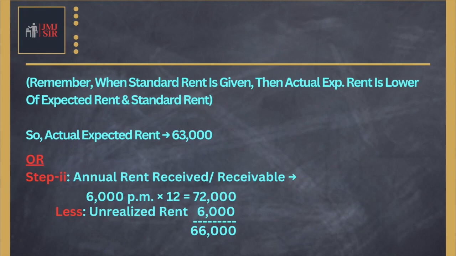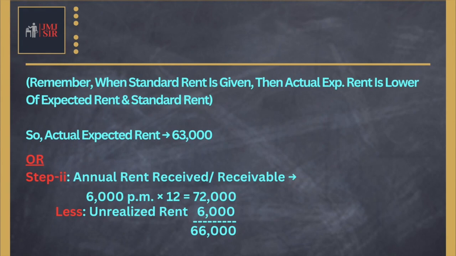This is now compared with the annual rent received or receivable. Monthly rent is given to us, which is 6,000, and is multiplied by 12 months. Therefore, the annual rent is rupees 72,000.